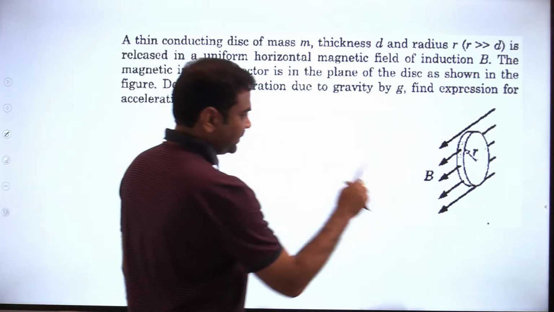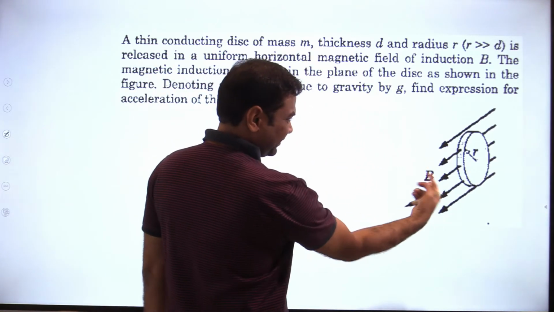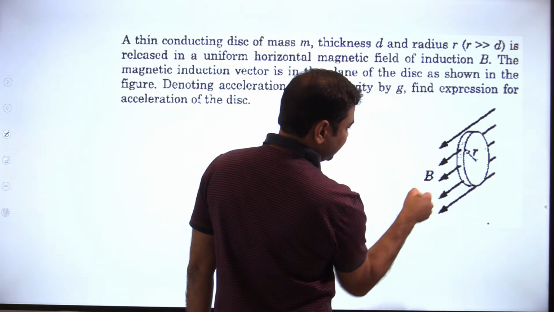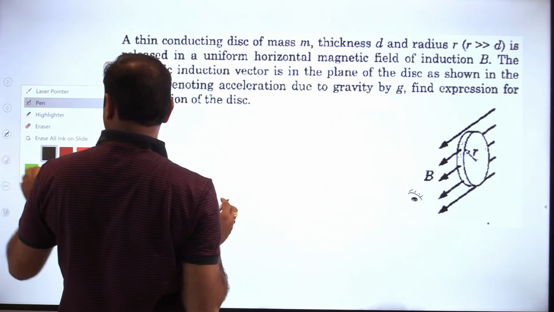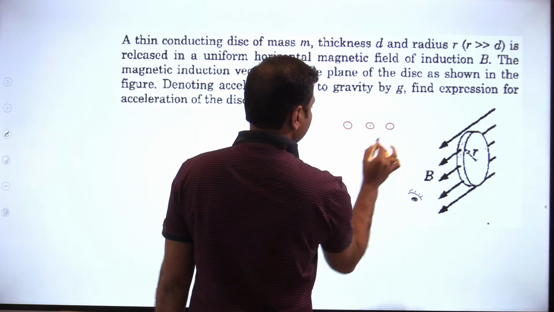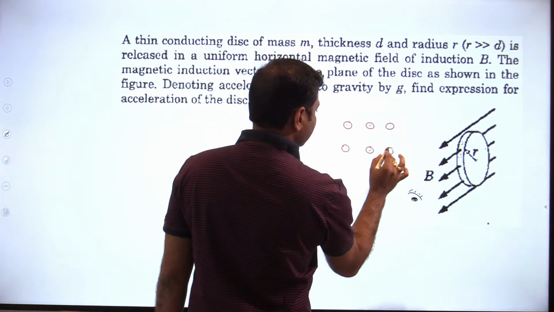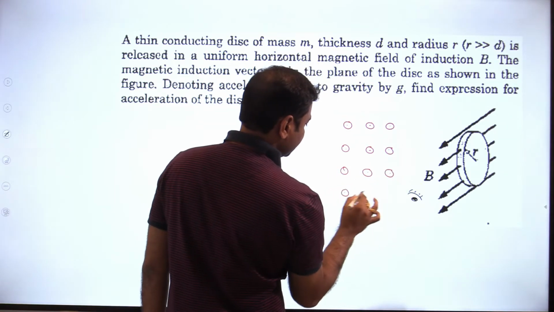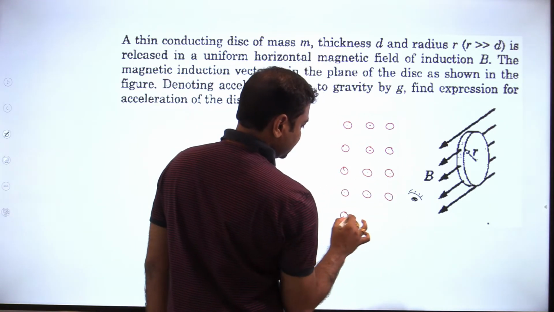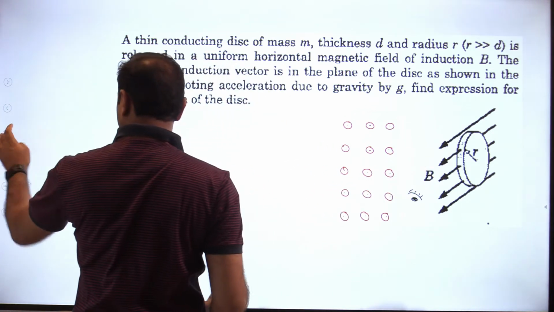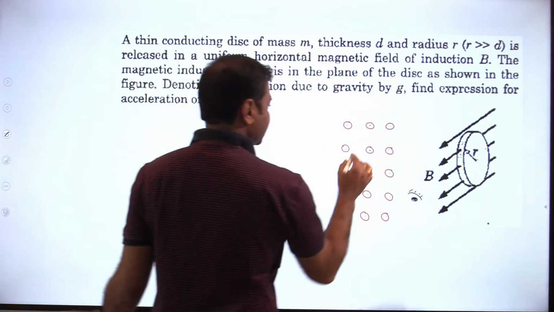See, same diagram, I'm drawing something like this. The magnetic field is something like, if you look from this side, how the magnetic field is coming out. Okay? The magnetic field is coming out, and how will the disk appear? If you see the disk from this side, the disk will appear like something this.